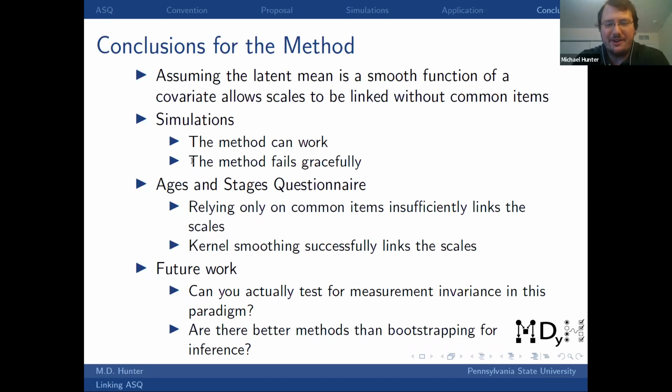Then some future work would be investigating actual tests of measurement invariance for this sort of thing, to see if you can pick up when items aren't functioning the same at different ages. Or looking into different methods for inference on this. Right now it's using some bootstrapping for inference, but there could be something better out there.